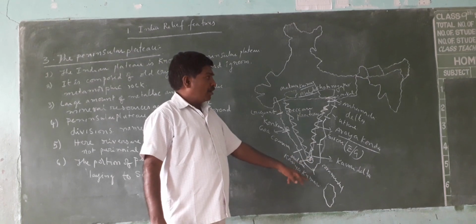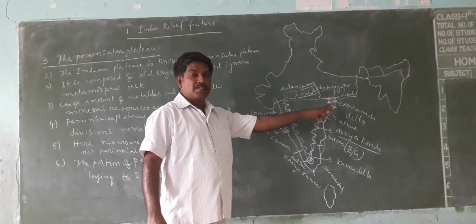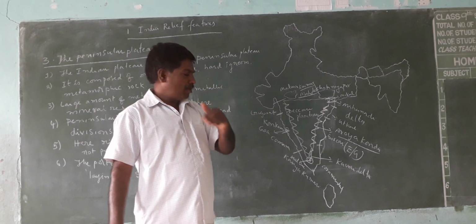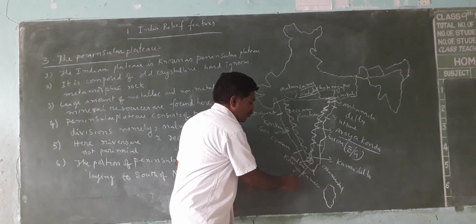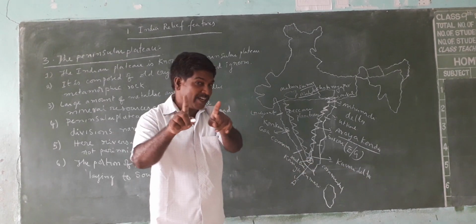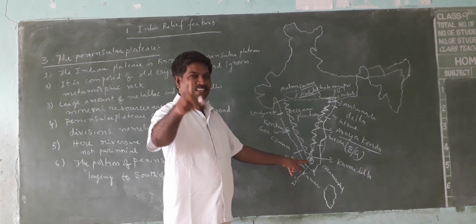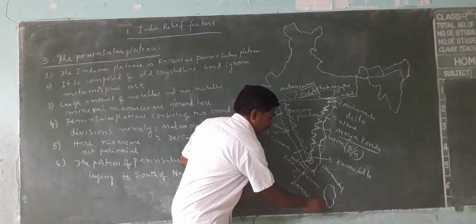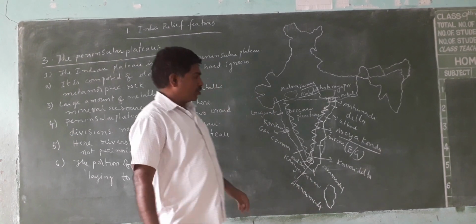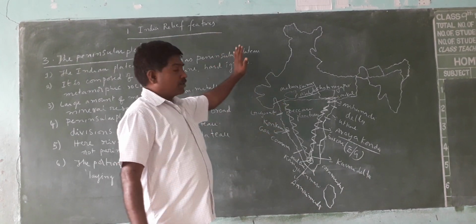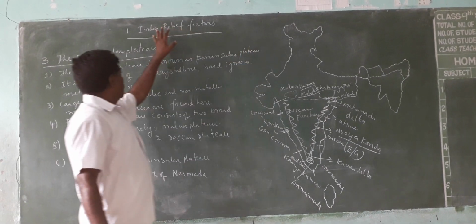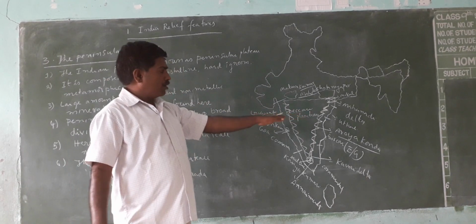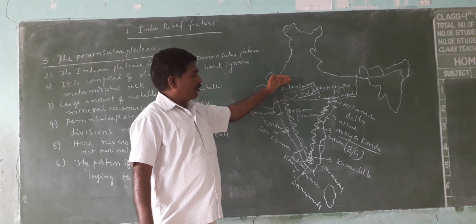And in South India, the highest hill is Anaimudi. In South India, the very highest is called Anaimudi. This Anaimudi is located in Nilagiri Hills. So this is about only 2 parts: the Indian Peninsular Plateau and Eastern and Western Ghats, and Deccan Plateau and Malwa Plateau.